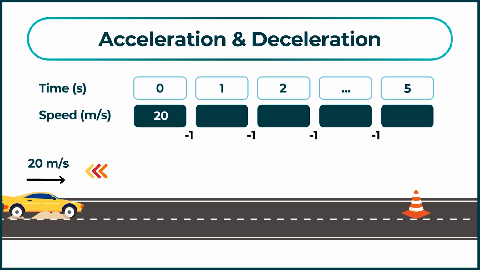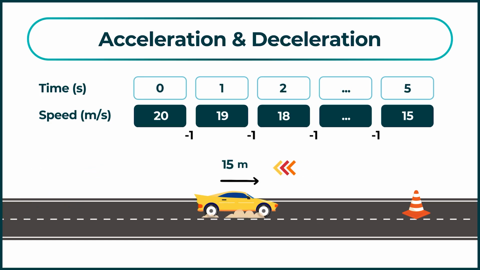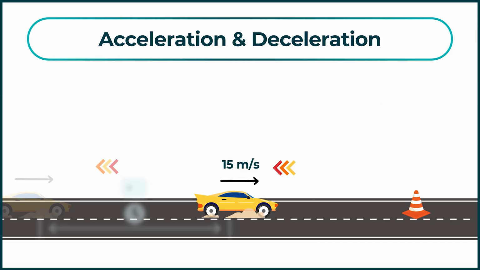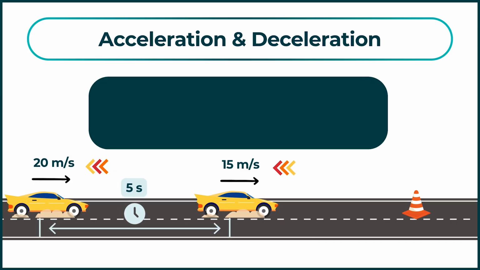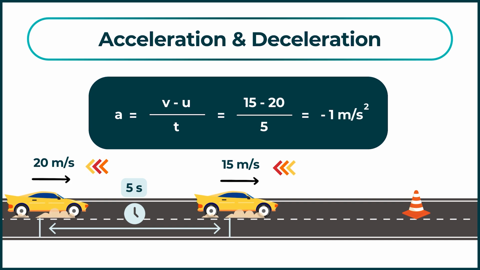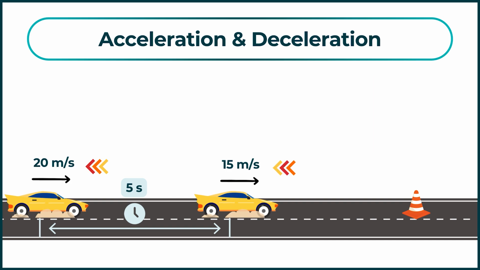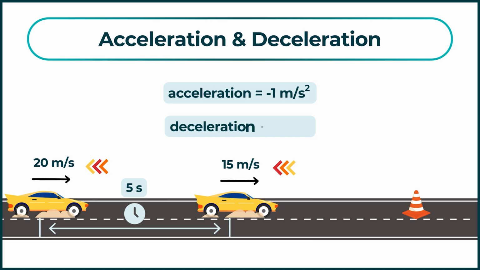So after 5 seconds, the car's velocity becomes 15 meters per second. So the acceleration would be a equals (v minus u) over t, which is (15 minus 20) over 5, which gives us negative 1 meters per second squared. We can either say that the car has an acceleration of negative 1 meters per second squared, or we can say that it decelerates at 1 meter per second squared.